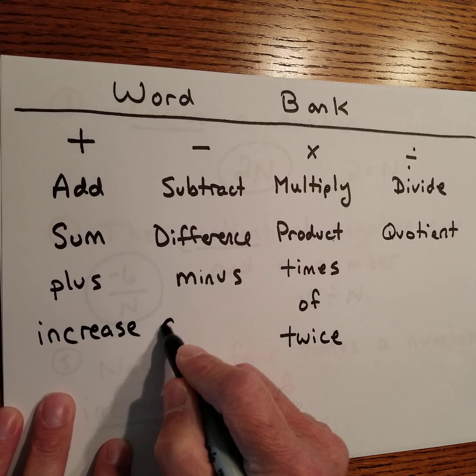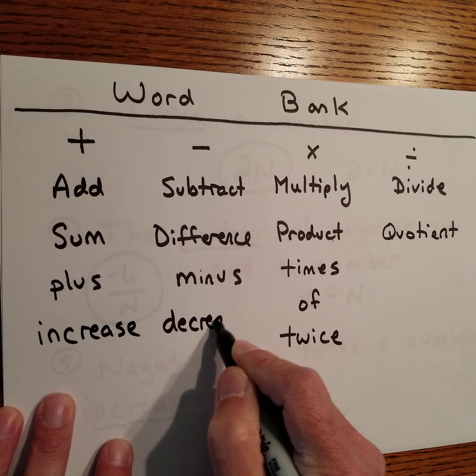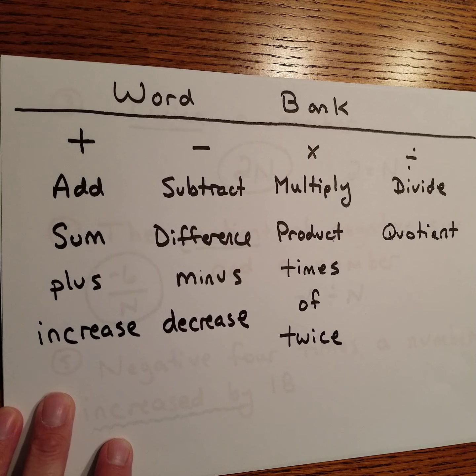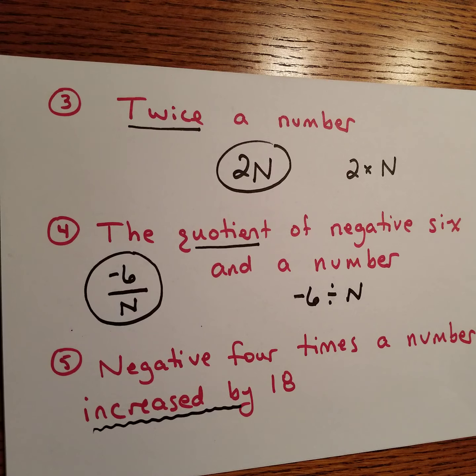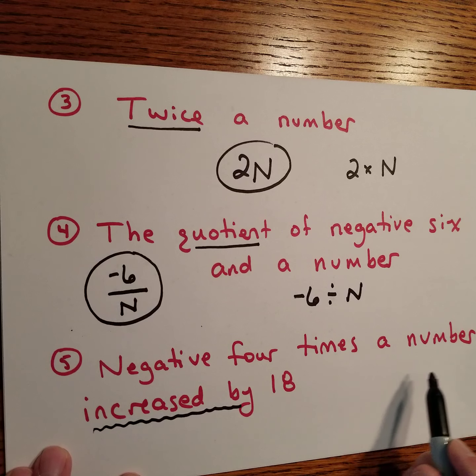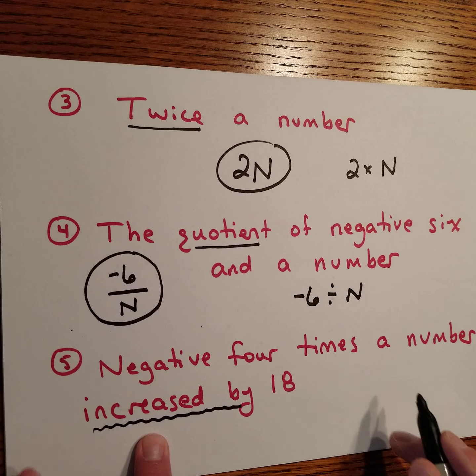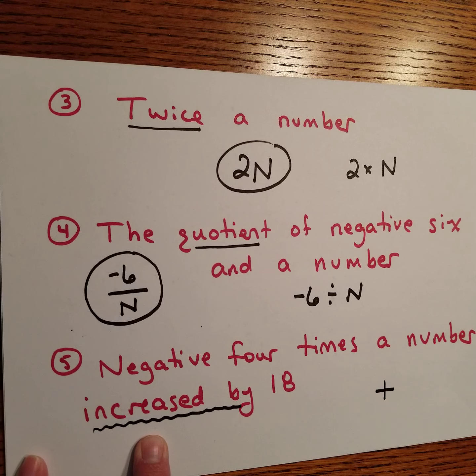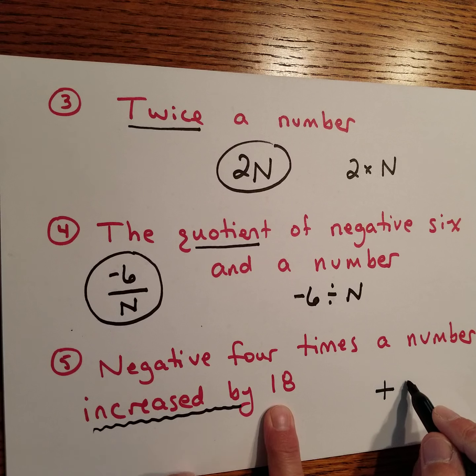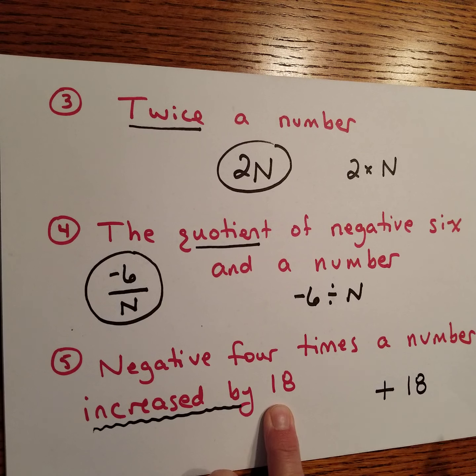Of course, if we see the word decrease, that'll be subtraction. Our word bank is filling up nicely. Now we need to be able to write a math expression for -4 times a number increased by 18. Increased. That's add. What comes after the add is the 18. What comes before the addition?